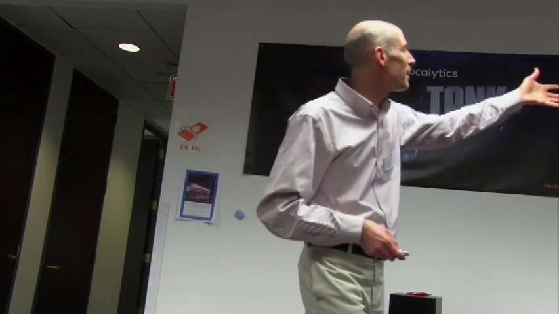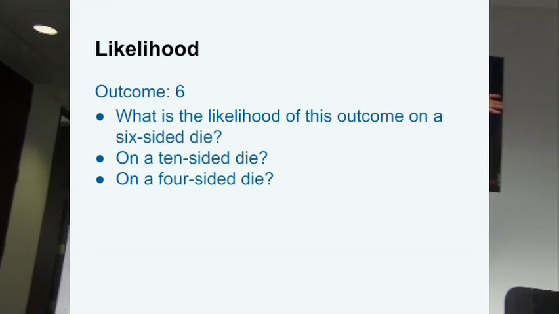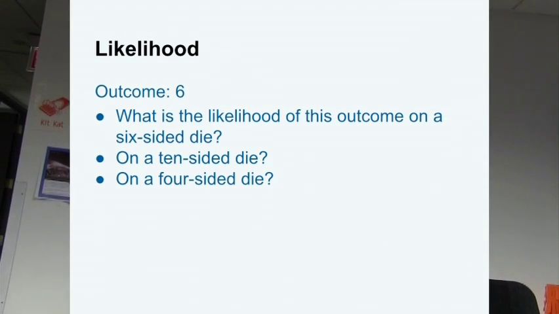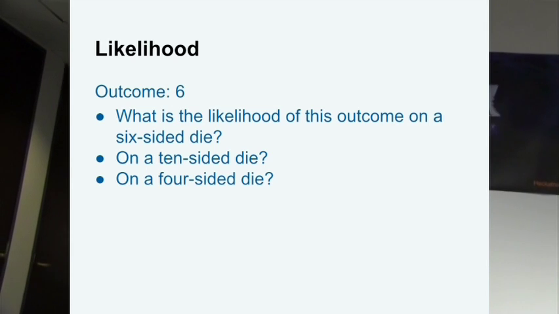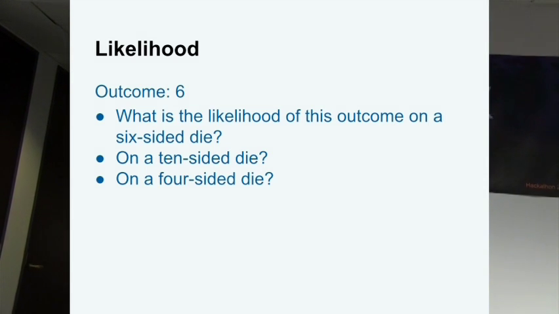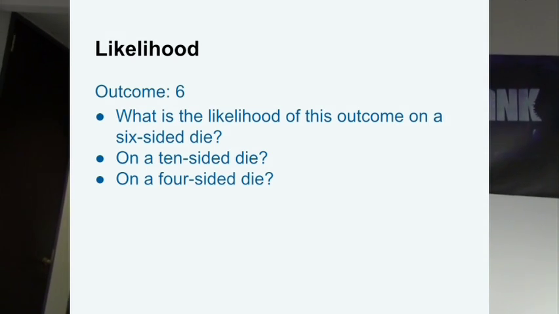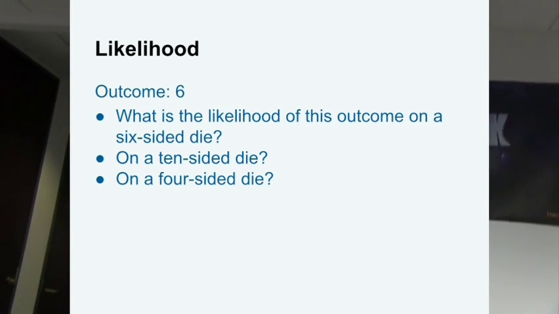What we have to do is figure out the likelihood method. So here's what we can think about. The outcome was 6. If the die I chose was a 6-sided die, then what's the chance of getting that outcome? 1 in 6, 1/6. Right? Okay.